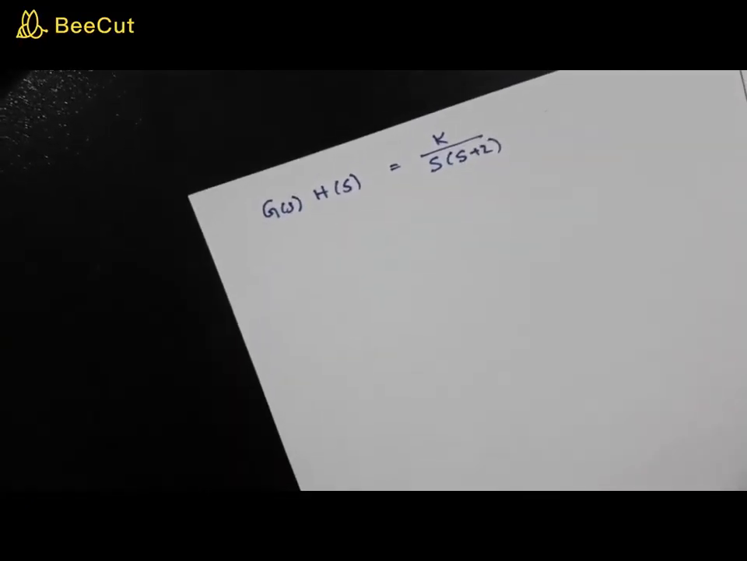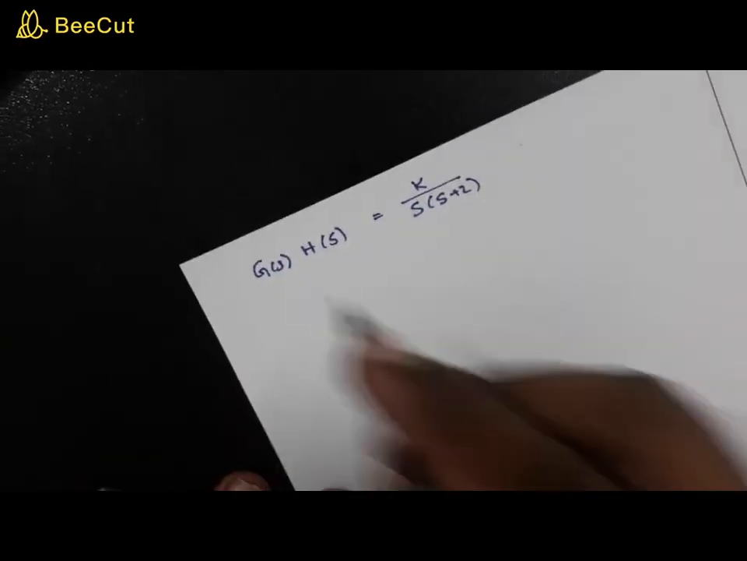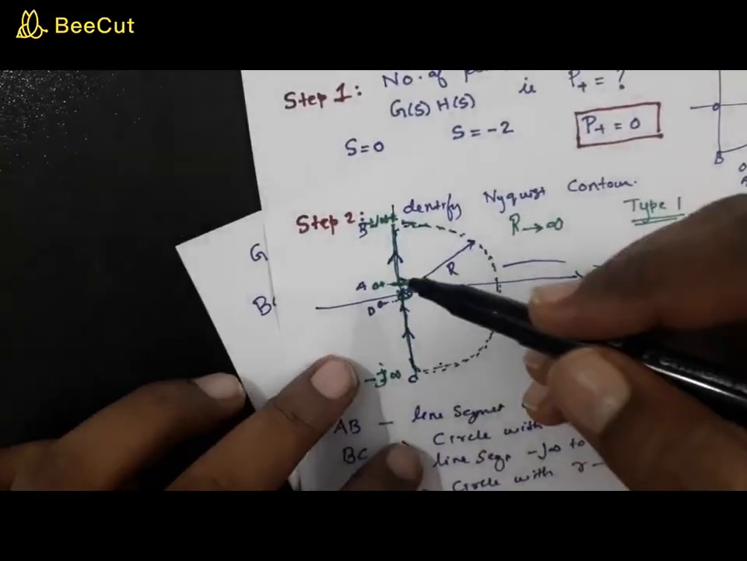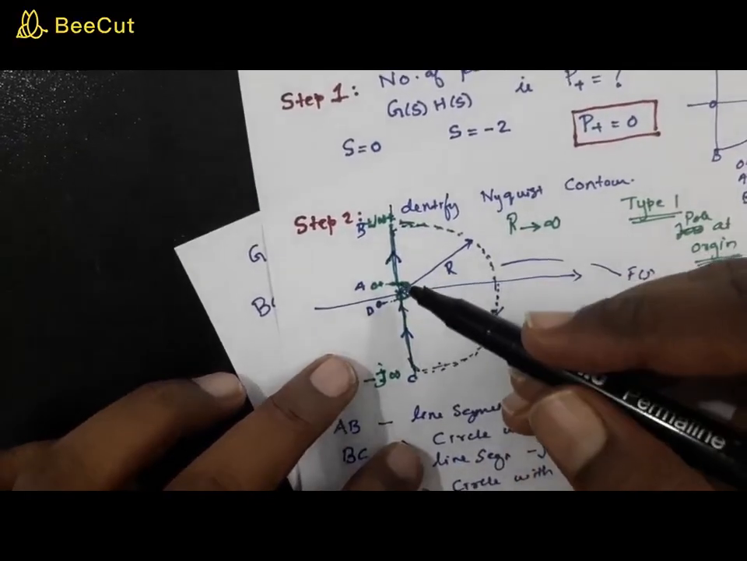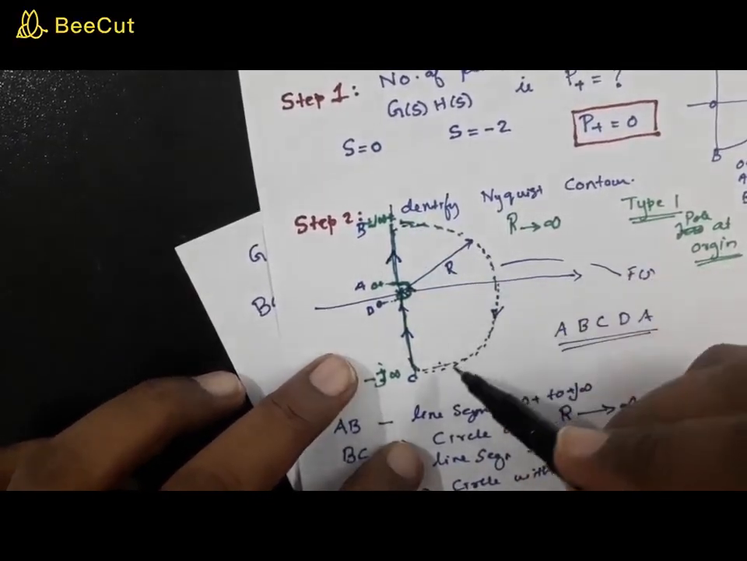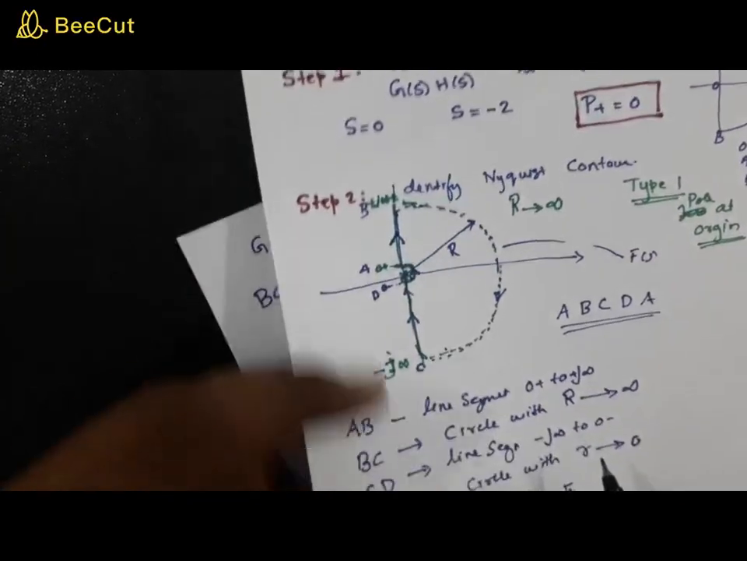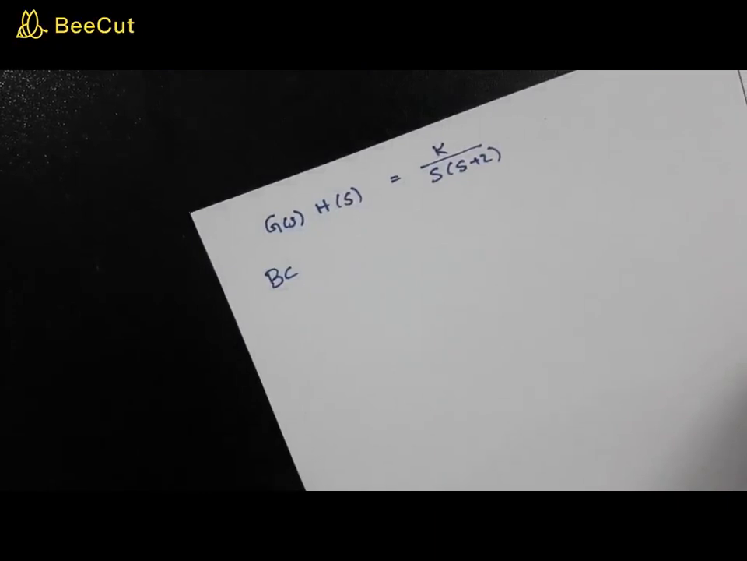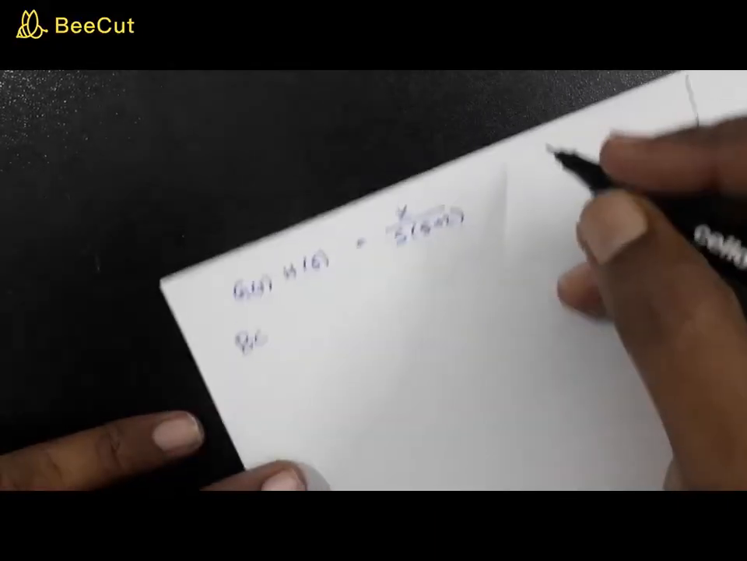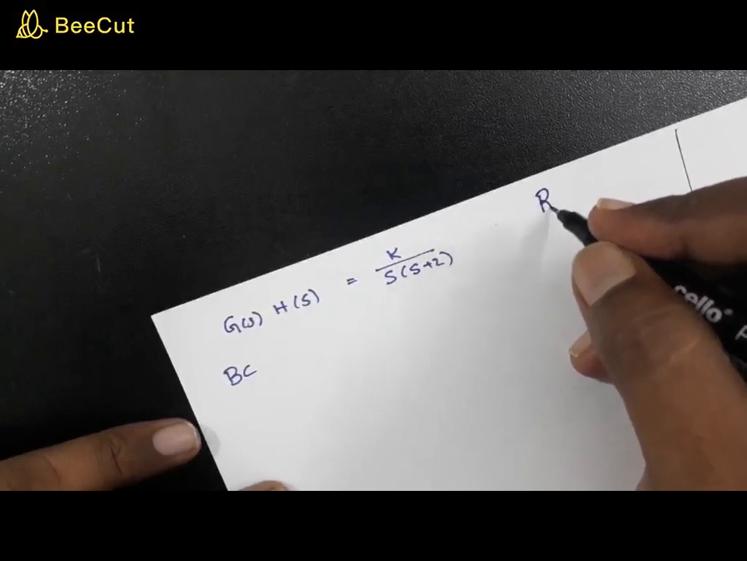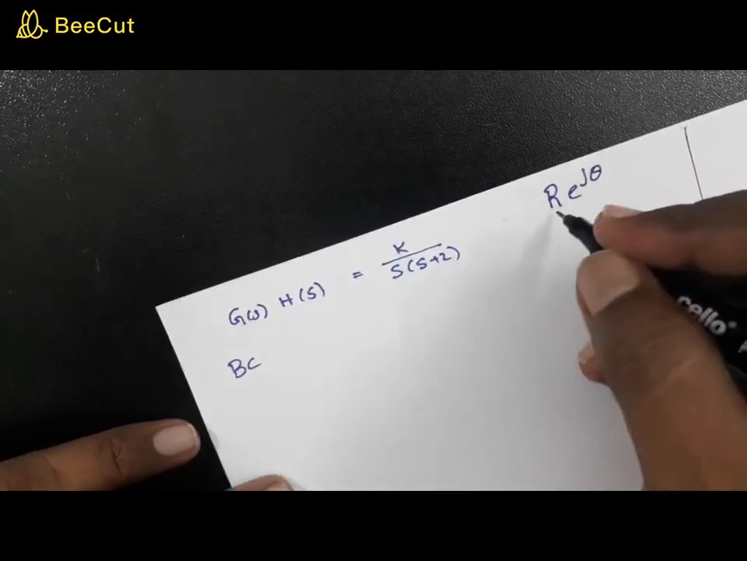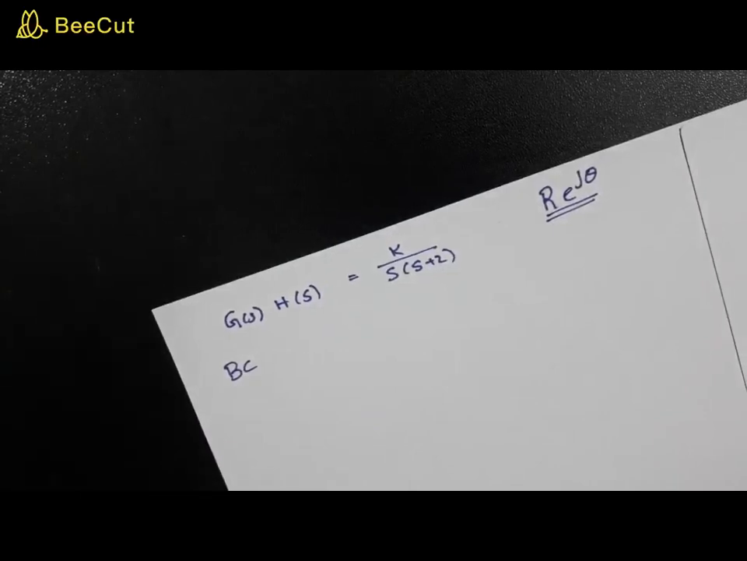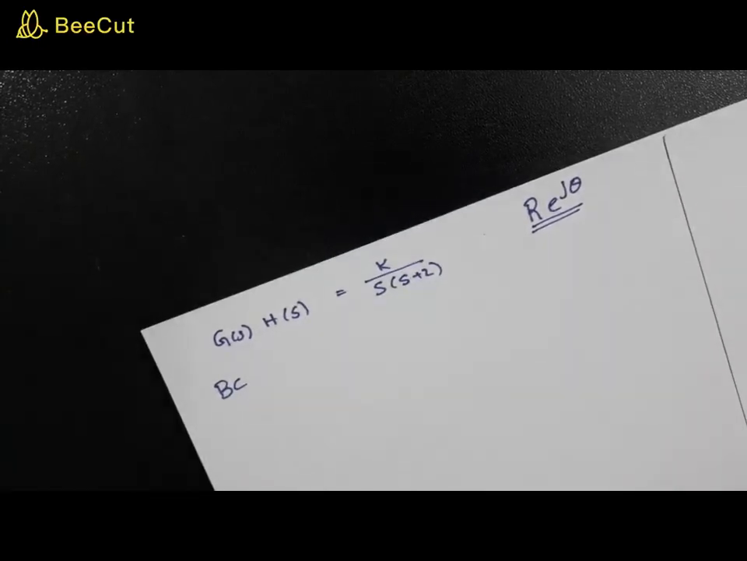Now the next segment that is to be plotted is the big circle BC. So look at this. We have so far plotted the segments A to B and C to D. Now we need to plot this big circle, which is defined as a circle with r tending to infinity. You can represent a circle by the equation r e raised to j theta, so this is r e raised to j theta.